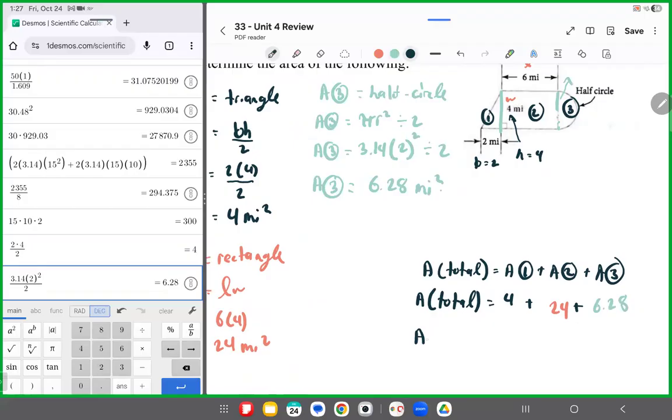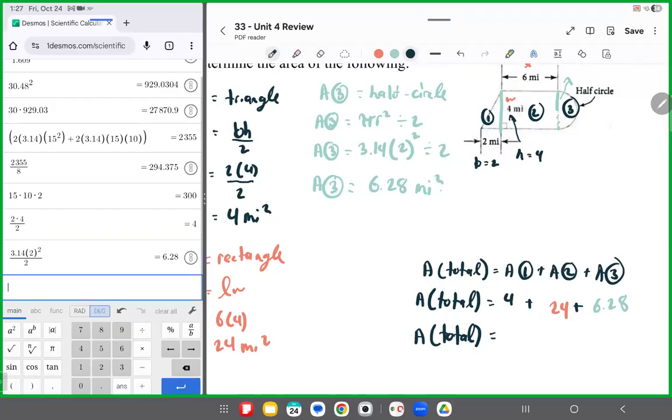And so consequently, the area of this total figure will be the sum of each of those three individual areas all added together. And on a calculator, if we do this, we take 4 plus 24 plus 6.28. And so the area of this thing is going to be 34.28 miles squared.